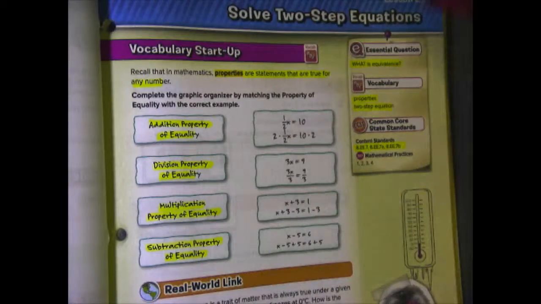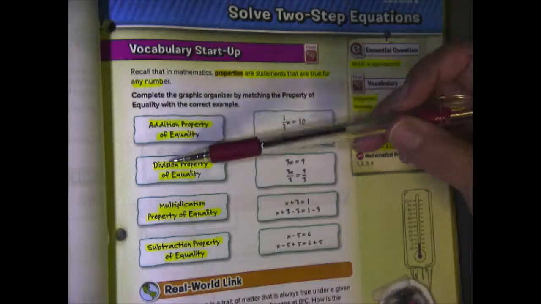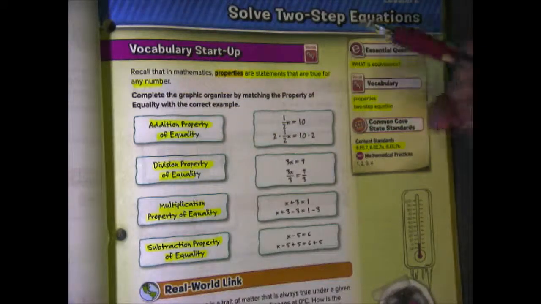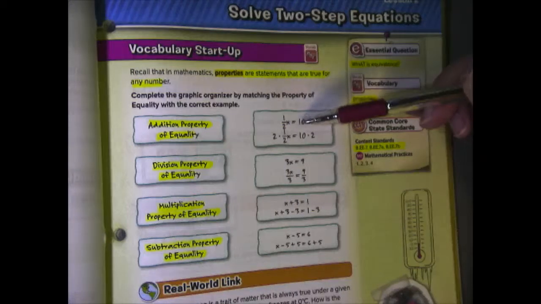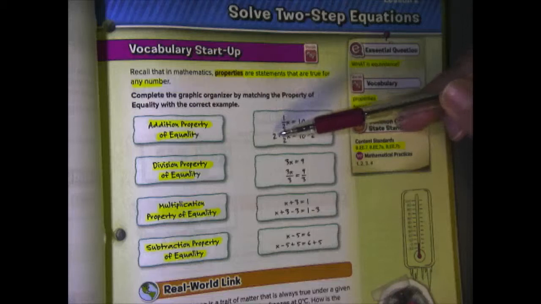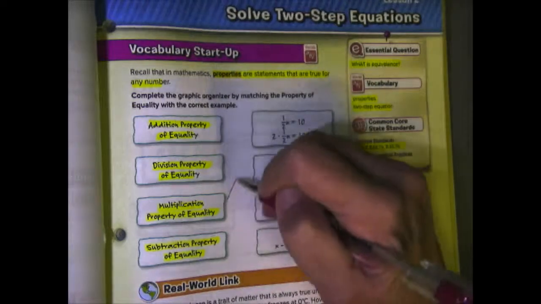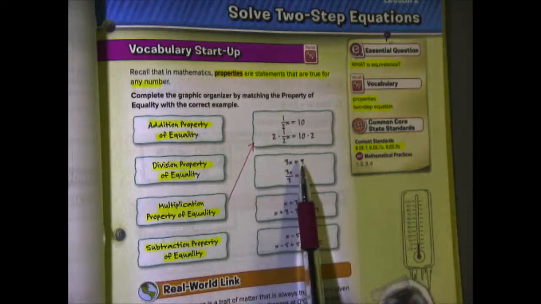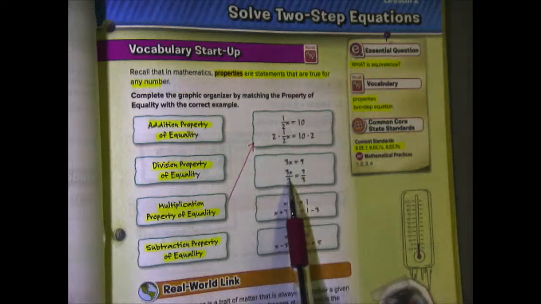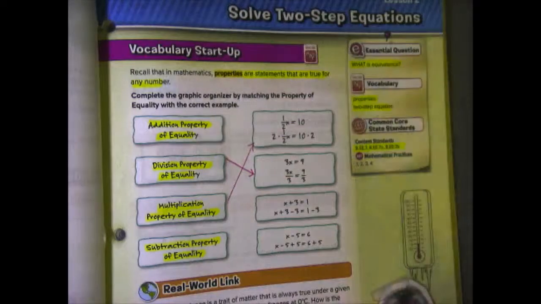These are properties that you should know, but if you don't, if you think about it, they make sense because they're going to have something to do with addition, division, multiplication, and subtraction. So if I take a look at this, I have 1/2 times x equals 10. In order to solve that, I multiply both sides by 2. So if I am multiplying, I'm using the multiplication property of equality. On the next one, I have 3 times x equals 9. In order to solve it, I divide both sides by 3, so I'm working with the division property of equality.